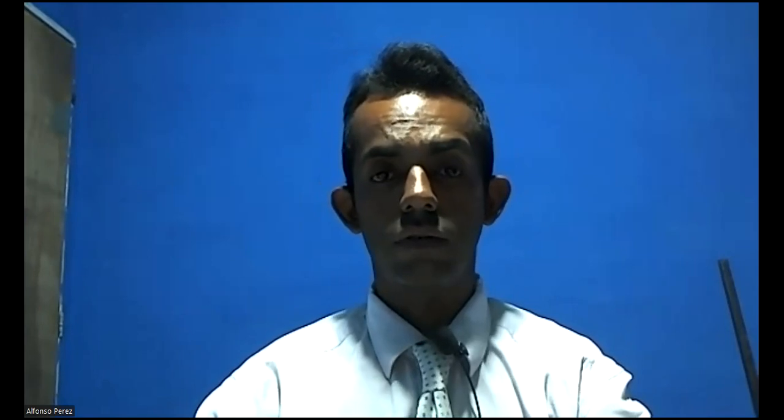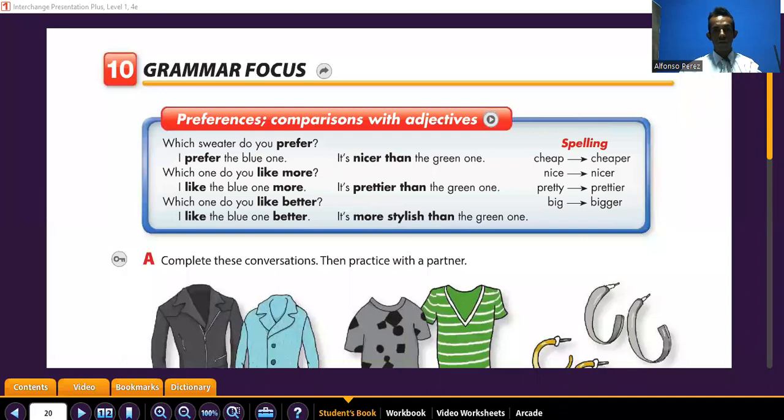Today we're working on Unit 3, Interchange 1. We're talking about comparative forms, comparisons. Let's start with our conversation, okay? And here I'm showing you the grammar box from Interchange 1, 4th edition.